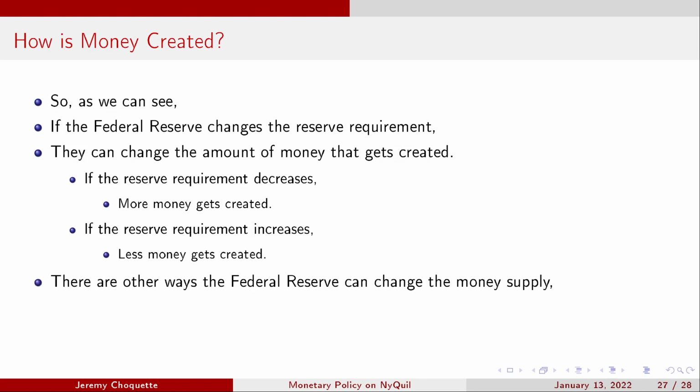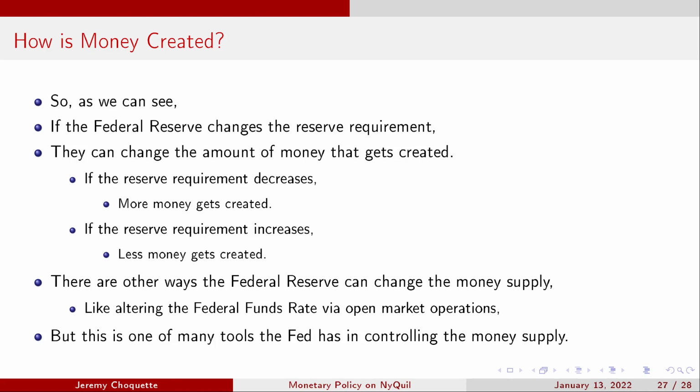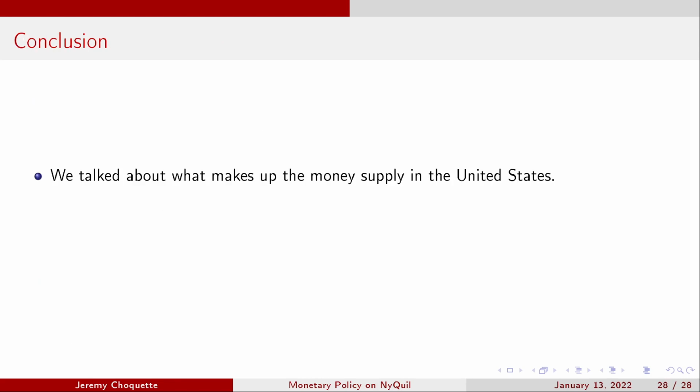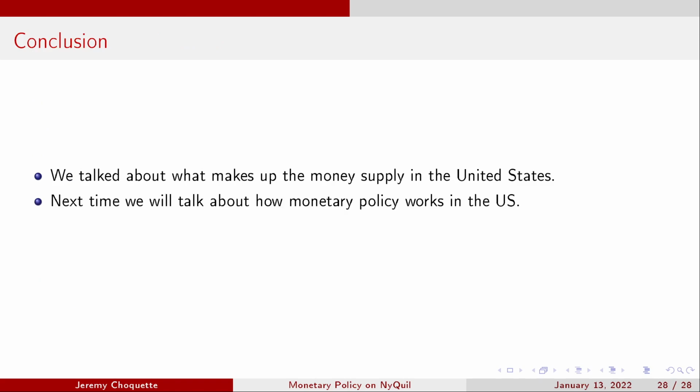There are a lot of other ways the Federal Reserve can also change the money supply, like altering the federal funds rate via open market operations, which we'll be talking about in the next lecture. But this is one of the many tools that they have at their disposal in controlling and influencing the money supply. So to wrap up this lecture, we talked about what makes up the money supply in the United States. We talked about how fractional reserve banking works in the United States, and we talked about how money gets created via fractional reserve banking in the U.S. Next time, we're going to be talking about how monetary policy works in the U.S., namely open market operations.